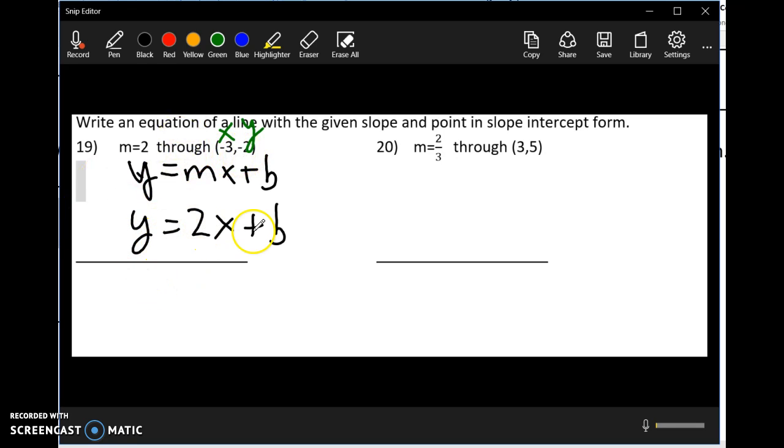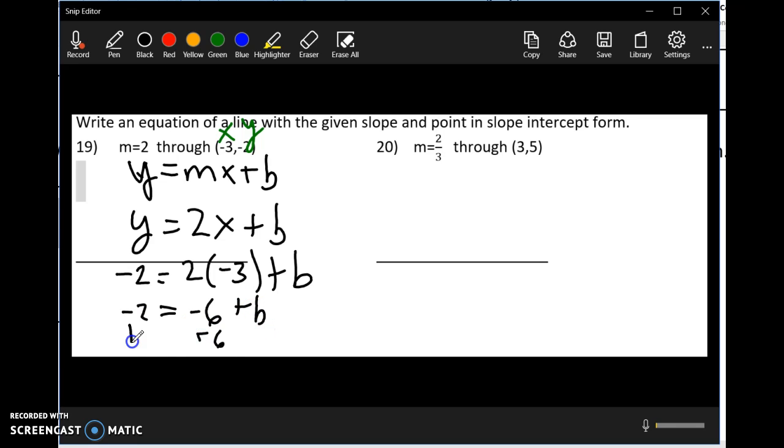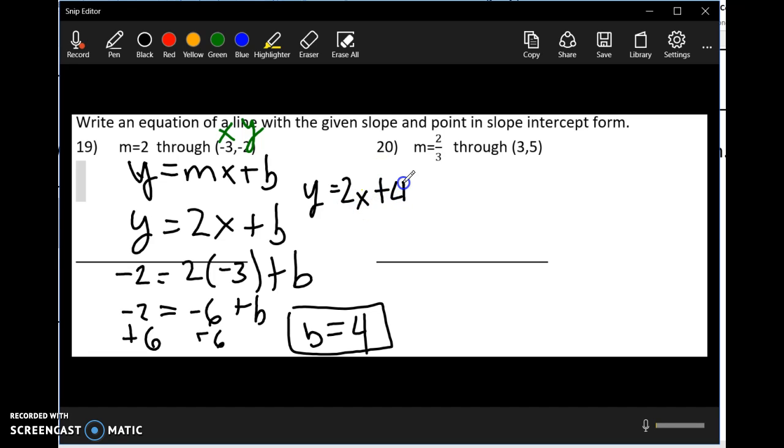So then instead of writing y and x down, I can write that I have negative 2 equals 2 times negative 3 plus b. I can then solve this, so 2 times negative 3 would give me negative 2 equals negative 6 plus b. And I could add 6 to both sides, and I could get that b is equal to 4. Well, now that I know that, I could write the whole line equation down, which is y equals 2x plus 4. And that would be my line equation for number 20.